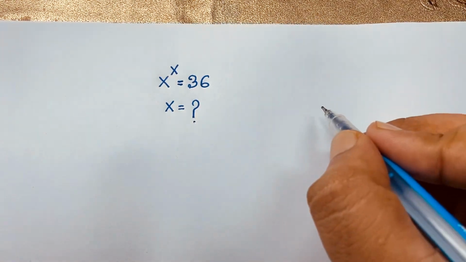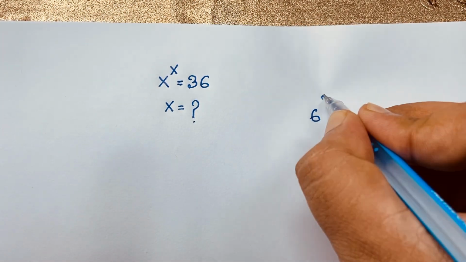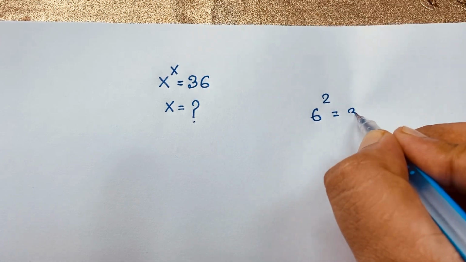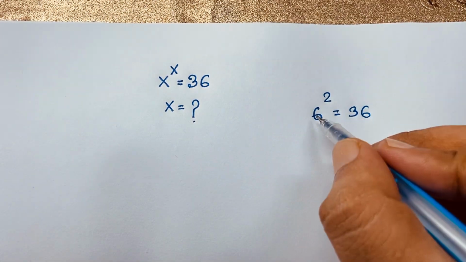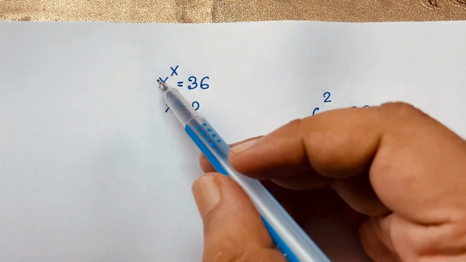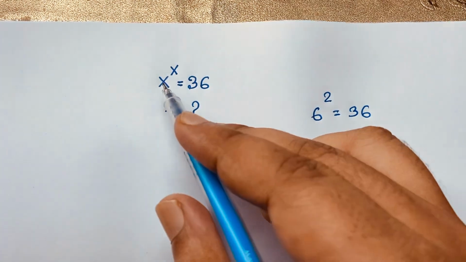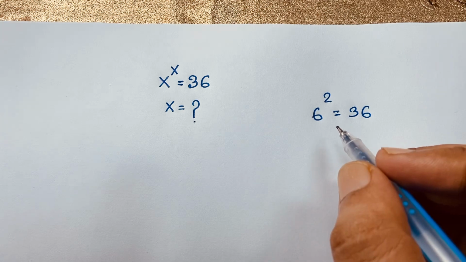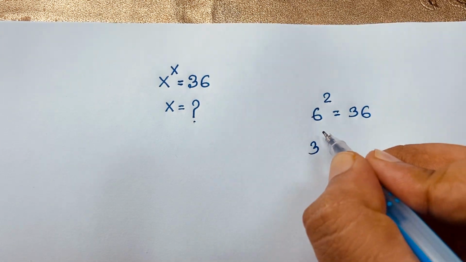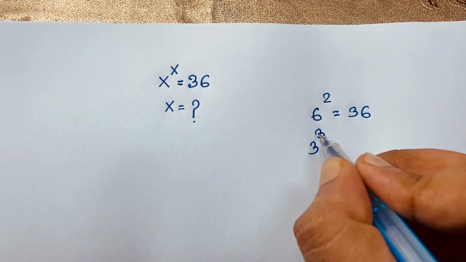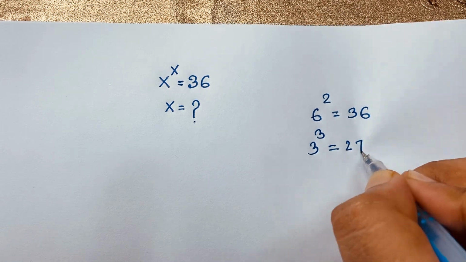So first of all, you can see 6 to the power 2 is equal to 36. But here is 6 and this is 2, while here it is x to the power x. So you can see easily, if you think this x and this x are 3, then 3 to the power 3, both are the same, it will be 27.